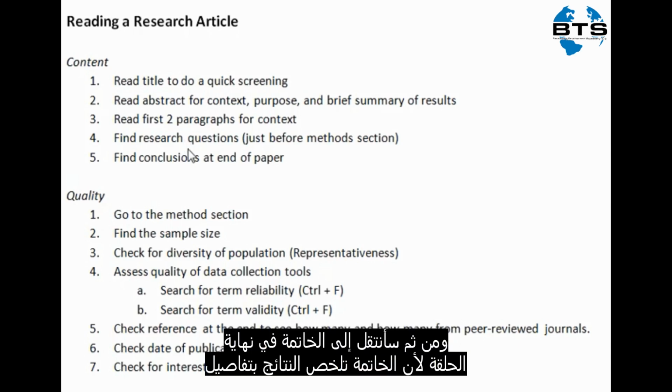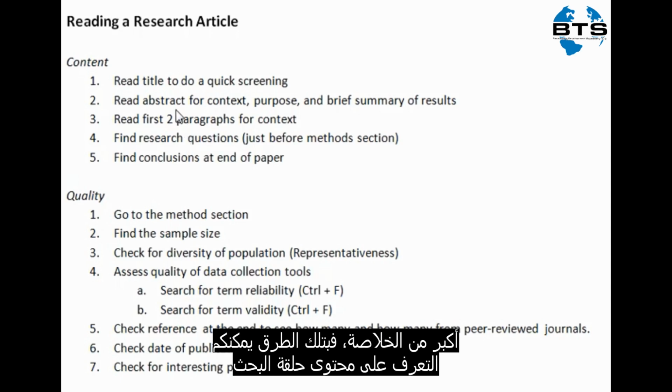And then I would pop down to the conclusions at the end of the paper, because usually there's a conclusion section that summarizes the results in a little more detail than the abstract. So that's how I would find the content of the paper.